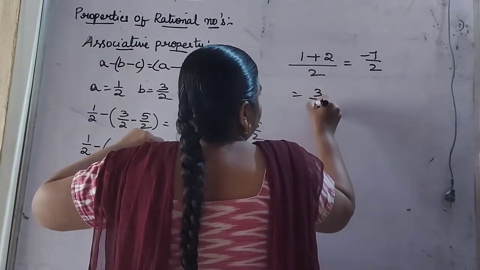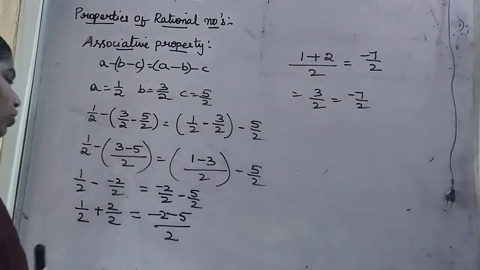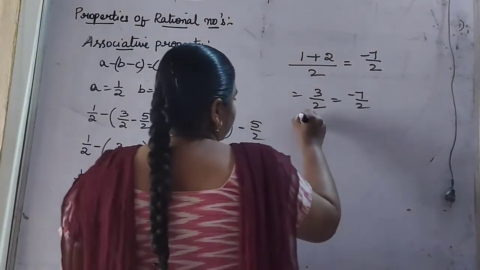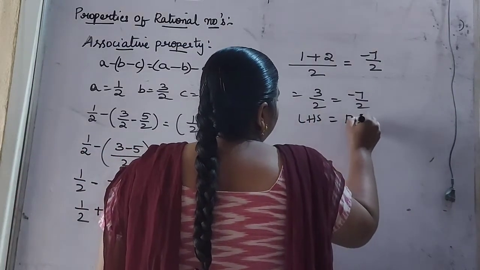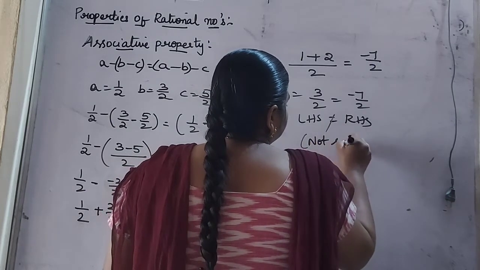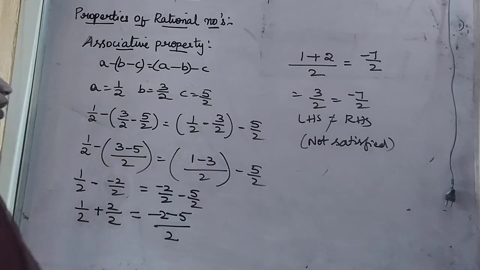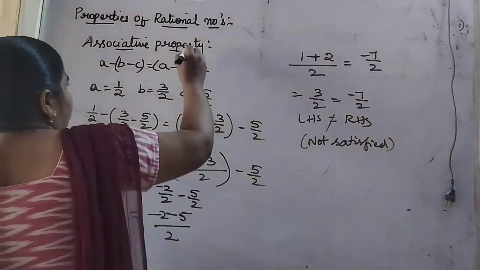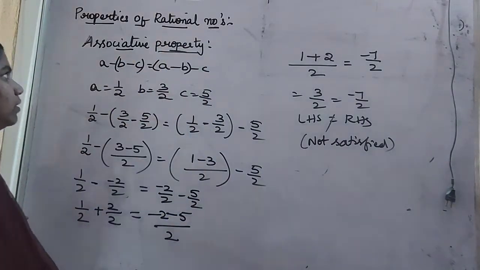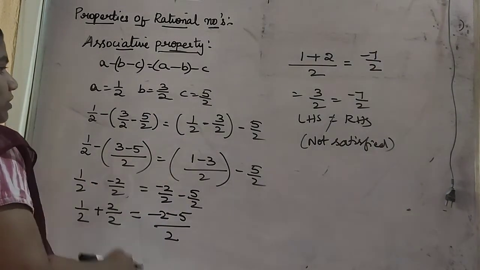So in this case you got 3 by 2 and in this case you got minus 7 by 2. So both numbers are not equal, both rational numbers are not equal. So we can say it is not satisfied under subtraction. So under subtraction it is not satisfied, it is satisfied under addition. Under addition we got it as satisfied, under subtraction we got it as not satisfied.